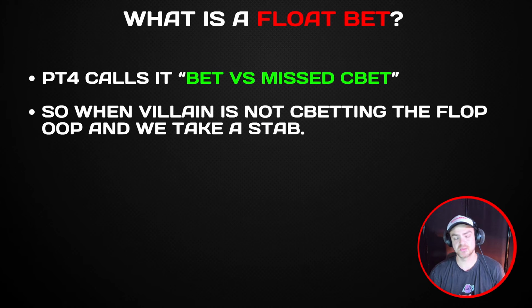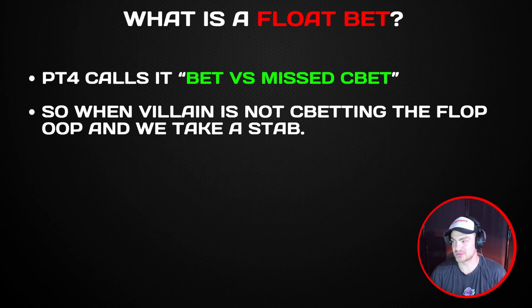Let's start with defining what a float bet is, because not every one of you will know this term. Every tracker has a little bit of a different name for this. So if you use Poker Tracker 4, the stat there is called bet versus missed c-bet. So when your opponent is not c-betting the flop out of position and we take a stab at the pot, this is a float bet.